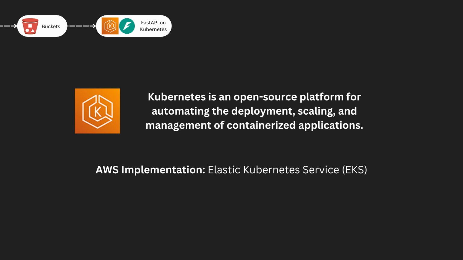Kubernetes, or K8s, is an open source container orchestration platform that automates the deployment, scaling, and management of containerized applications. It ensures your apps run reliably across clusters of machines by handling tasks like load balancing, service discovery, auto-scaling, rolling updates, and self-healing, or restarting failed containers. In short, Kubernetes lets you run containers, like Docker images, in production, at scale, with high availability and resilience. So the AWS implementation of this is called EKS, or Elastic Kubernetes Service.